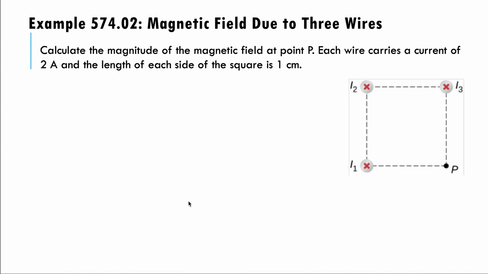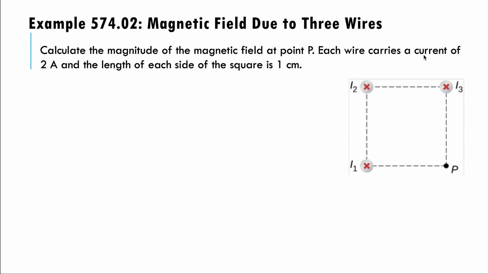Hey everyone, this is Dr. Walker. In this video, we're going to go over example number 2 from video 574 on right-hand rule number 2, which lets us find the direction of the magnetic field produced by a current-carrying wire. In this example, we have 3 wires.